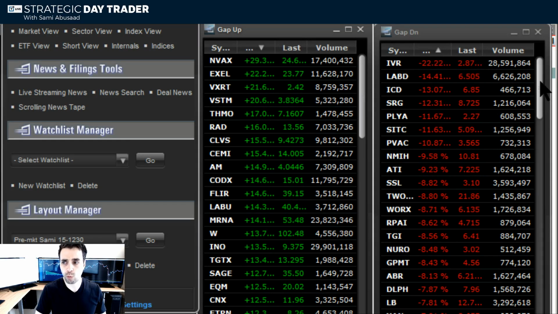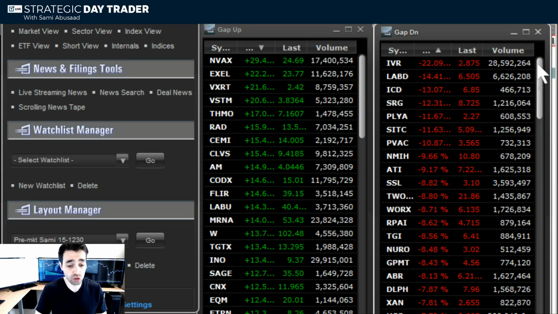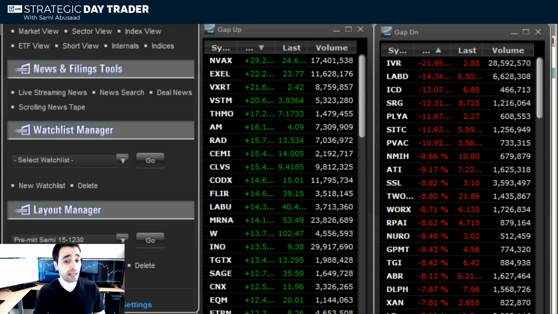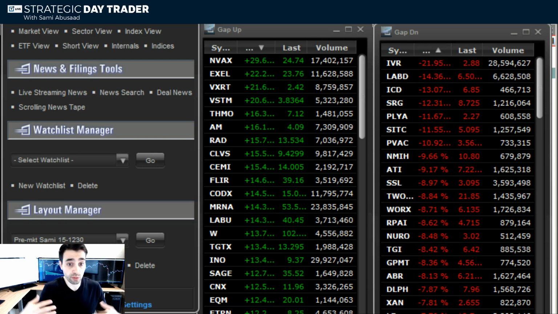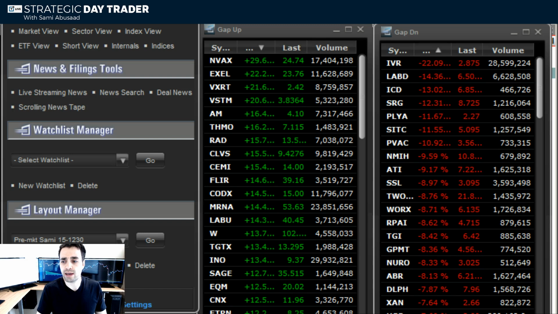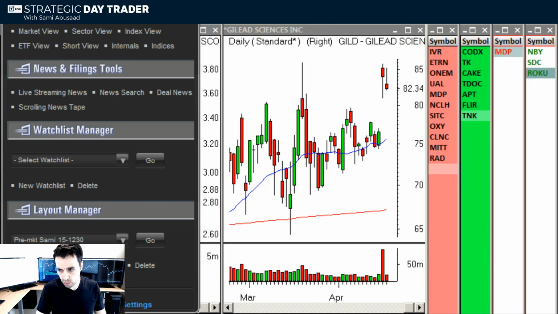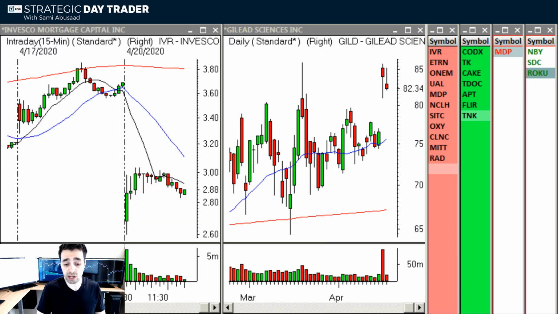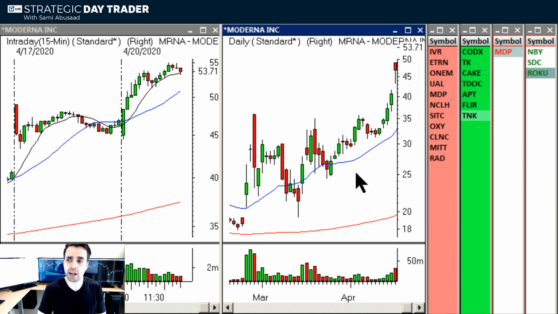Now, what kind of gaps should you look at in the morning? Mainly two types: professional and novice. Professional are surprise gaps, igniting gaps, and novice are exhaustion gaps. Pretty much every gap is professional unless it is clearly novice. What's a clearly novice gap? Something like Moderna. mRNA on Friday was a novice gap.